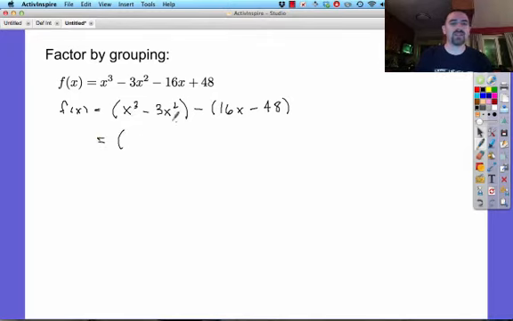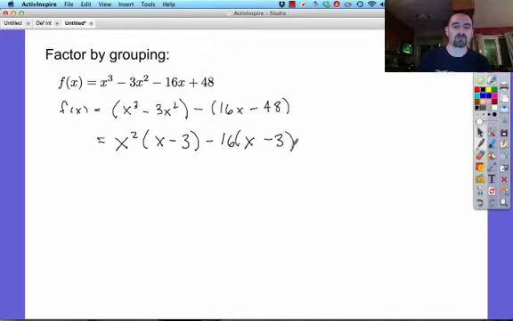Now look at this and I say, is there anything I can factor out of this expression here? Is there any monomial I can factor out? And there is. x squared is common to both. We're left with an x and a 3. Is there anything I can factor out of 16 and 48? Oh, well, wait. 16 times 3 is 48. I can factor out a 16 and be left with a 3.